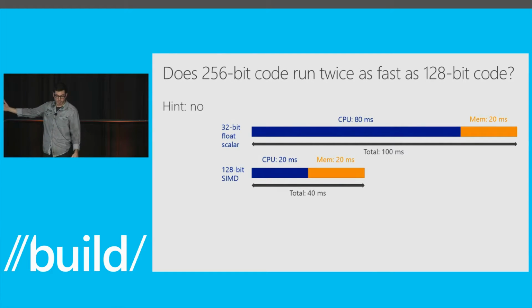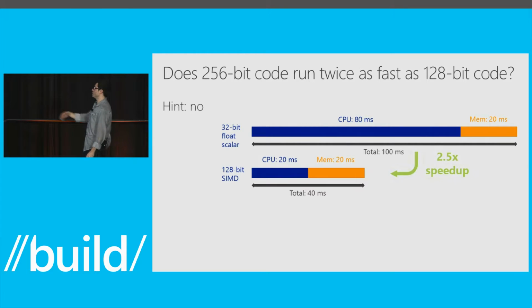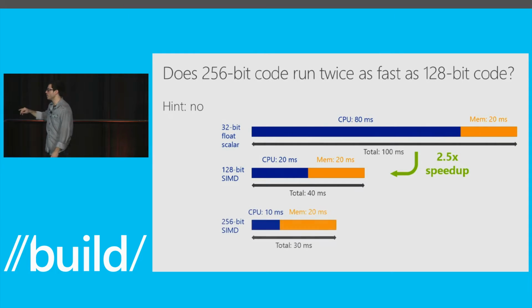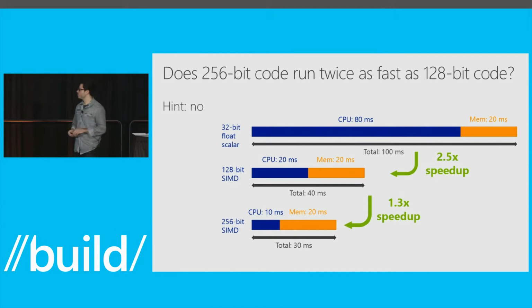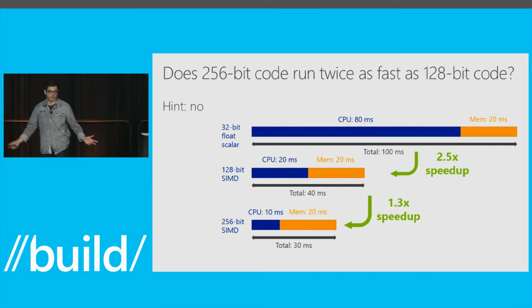So that's what I've drawn here, where, yes, there is a speed up, a 2.5x speed up, being able to do things 4 at a time, but it's really the CPU portion that's gone 4x faster. And similarly, going to 256-bit, we're making that CPU portion twice as fast. In this particular case, it's a 1.3x speed up going from 128-bit code to 256-bit code. So the answer, at the very top, does 256-bit code run twice as fast? No, it doesn't. And this is sort of a straightforward, simple explanation why.